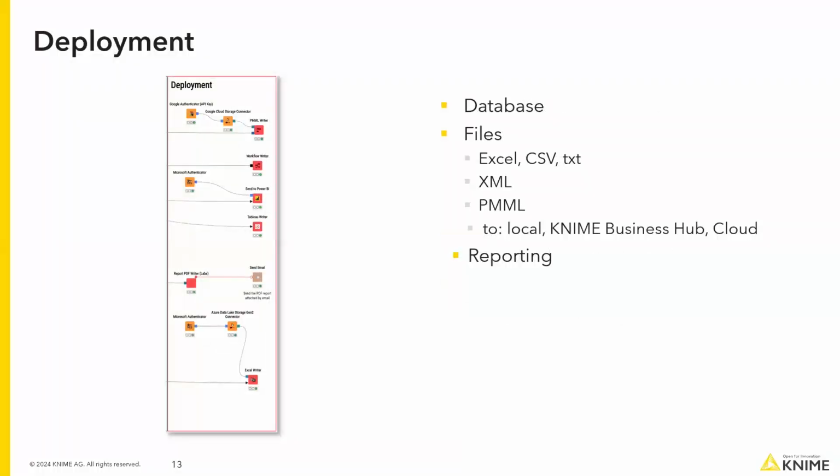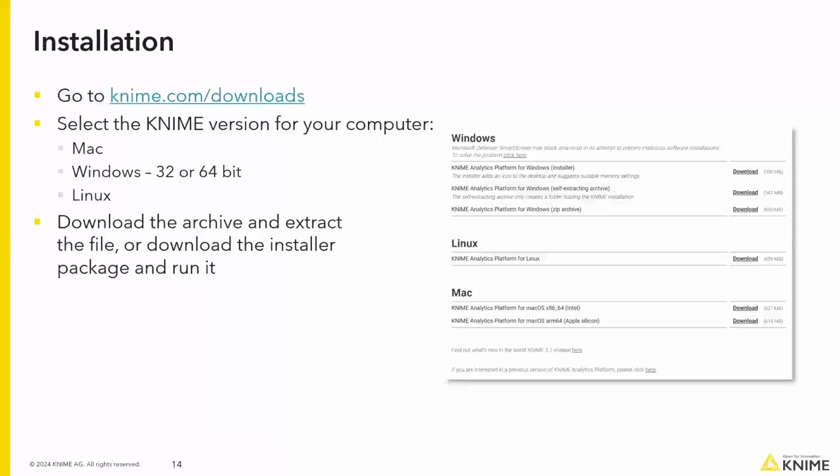And finally, there is a set of nodes to deploy the work that you've done in KNIME. And this could be something super simple, like just saving to another location, or preparing a report, or actually deploying your workflow, let's say, as a REST API service. Okay, so that was a brief overview of which nodes are available.